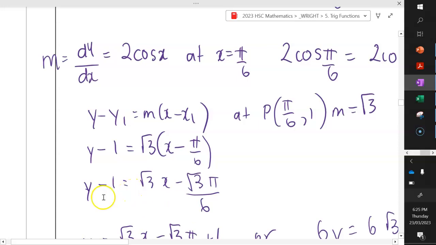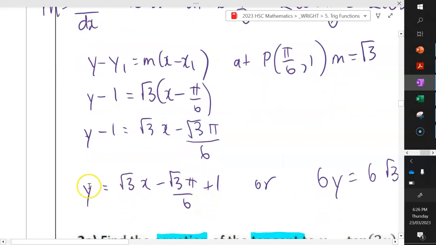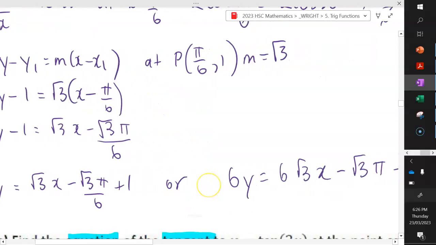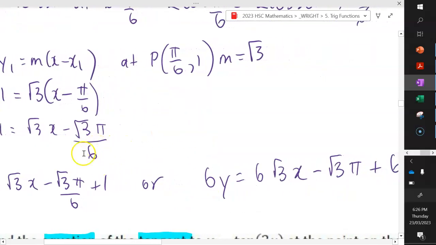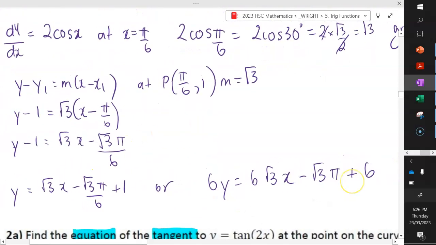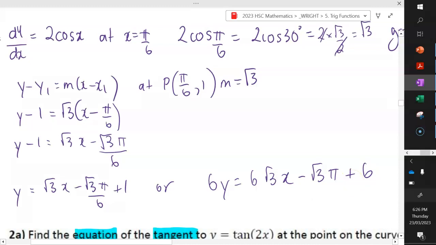What I did was just multiply out the brackets. So I get y minus 1 equals root 3x minus, what have we got? Root 3 pi over 6. You could leave it like that. You may decide you want to go plus 1 to both sides and get this one. Or you might decide also that I don't like that 6 on the bottom, and I'm going to multiply everything out by 6. So there's a few different variations there for that equation, but they're our answers.